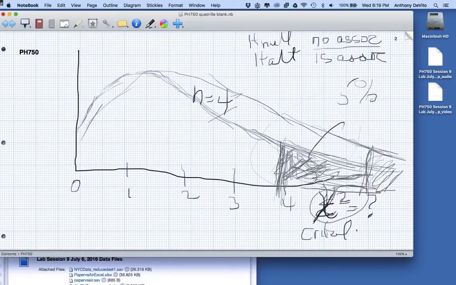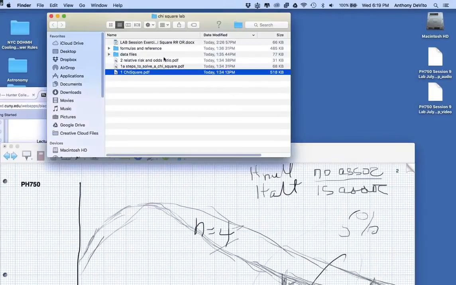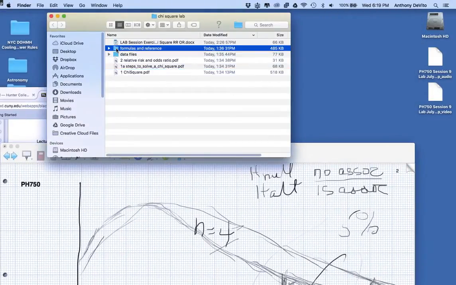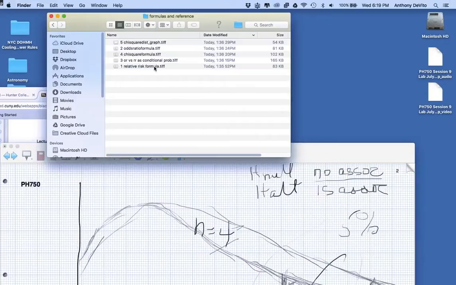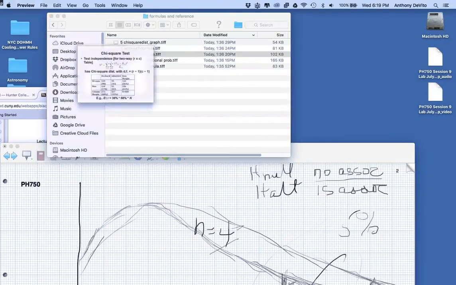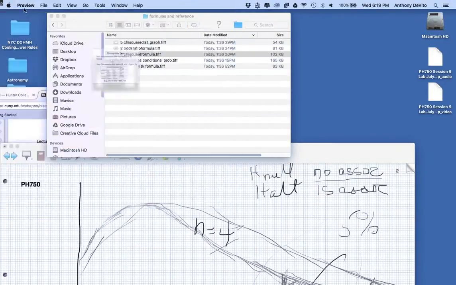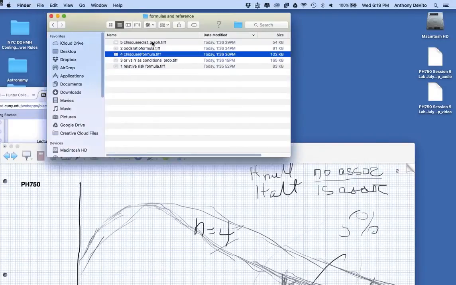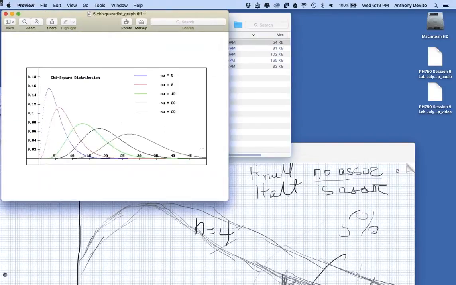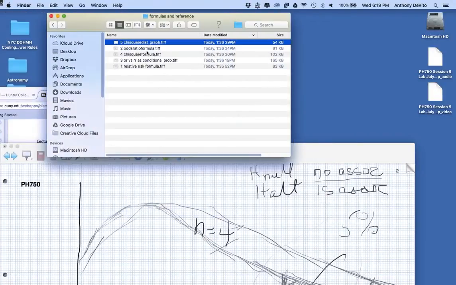We need to know the critical value of chi-square, and there's a different critical value for a different number of boxes in these tables. Okay, so let's take a look. I think we have it in here under formulas and reference. Let's see, do I have the chi-square formula? I got the chi-square formula. Okay, and the chi-square distribution. Oh, here are a number of different chi-square distributions based on the number of boxes and so on and so forth. But let's not worry about that. Let me see if I can find it. Okay, I'm going to look it up on here.